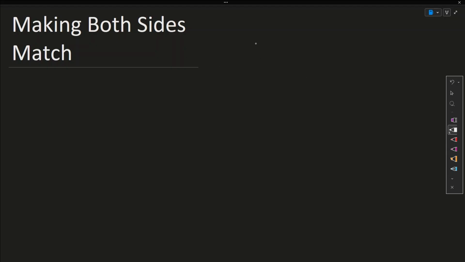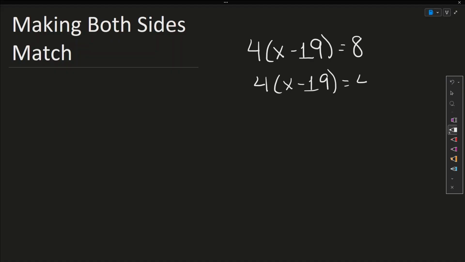Let's look at one more. 4 times x minus 19 is equal to 8. One thing we may need to notice for this one is that 8 is 4 times 2. So we have 4 times x minus 19 is equal to 4 times 2. That tells us that x minus 19 needs to be equal to 2. So x is 21, since 21 minus 19 is equal to 2.